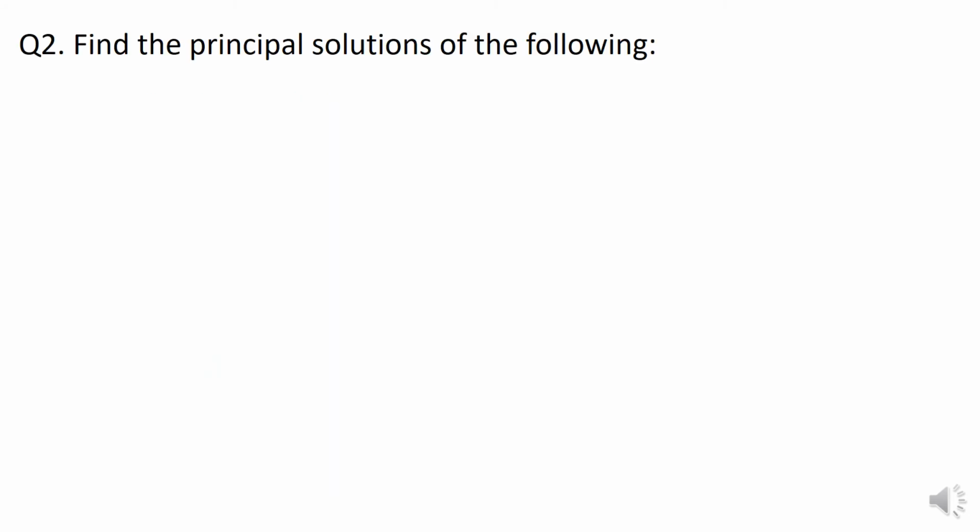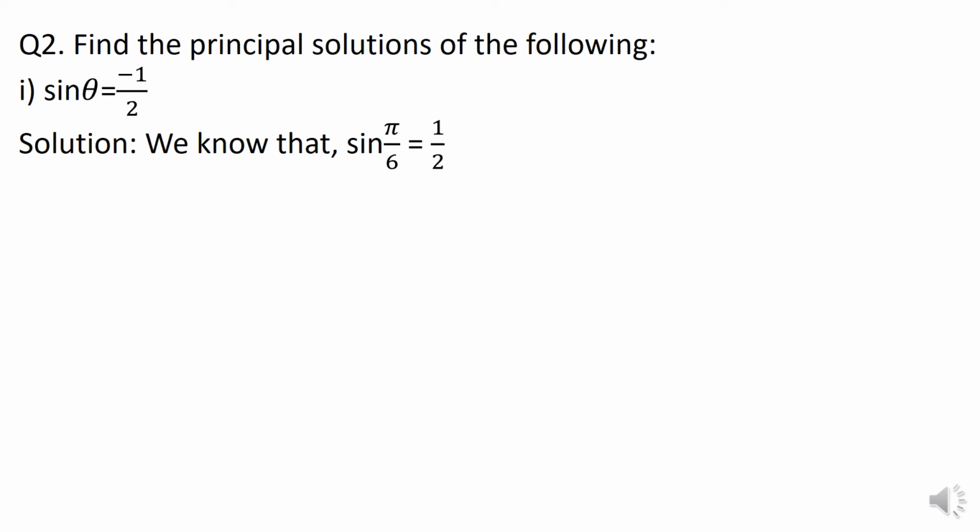The next question is also the same. Find the principal solutions. Here, we have to find the principal solutions for certain negative values which are given there. So first question, sine theta is equal to minus half is given. So here, we already know that sine 30 is half, that is sine pi by 6 is half.